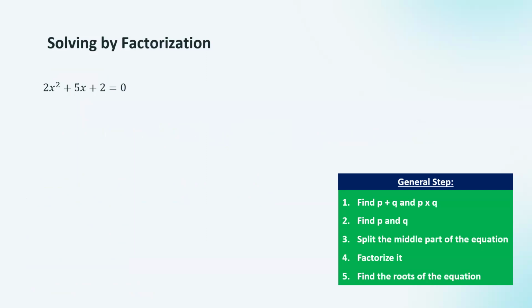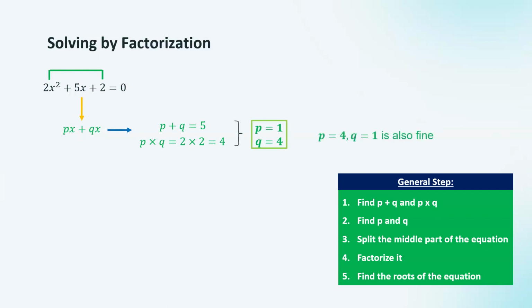So again, we have to split the middle part first so that it becomes px plus qx, so that we know p plus q is equal to 5. What is p times q? Remember again, it's going to be a multiplication of the coefficient of x squared and the lone number. So p times q is 2 times 2, which is 4. So p plus q is 5, p times q is 4. What is the p? What is the q? So the p and the q should be 1 and 4. But if you try to swap it, it's also fine.